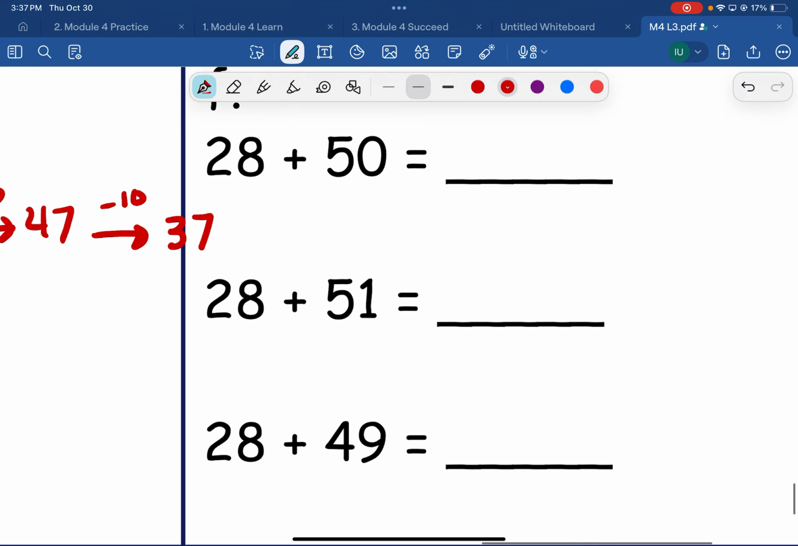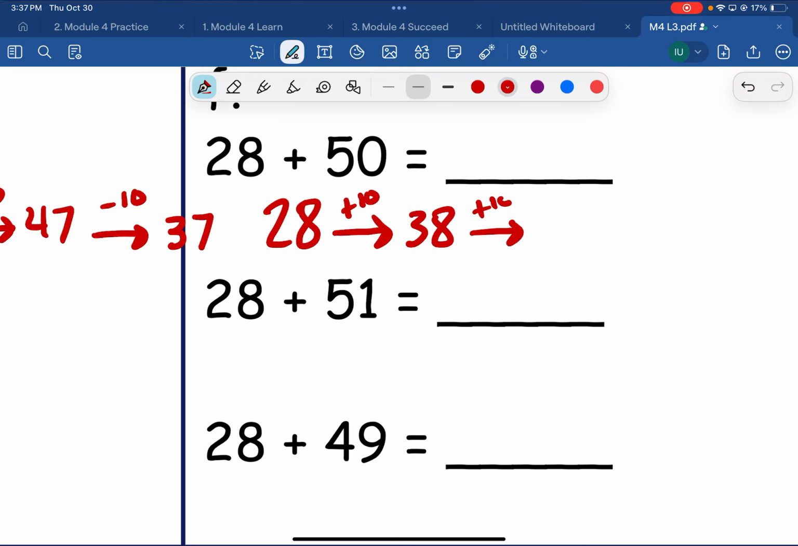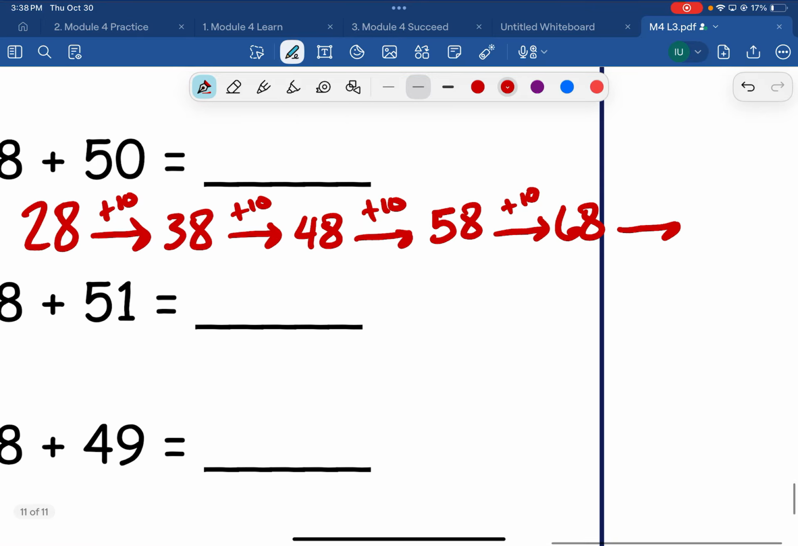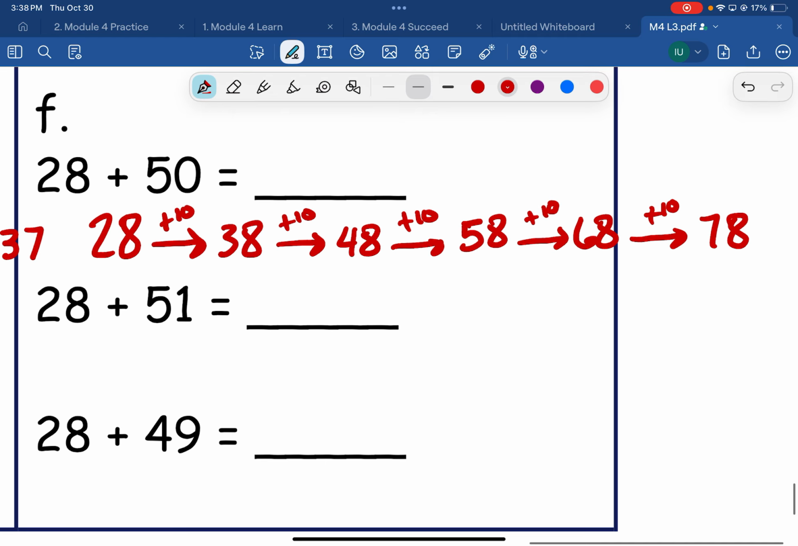Okay, let's go ahead and start at 28. And we're going to add 50. Plus 10, that's 38. Plus 10, that's 48. 48 plus 10, that's 58. 58 plus 10, 68. 68 plus 10, 78. Okay, so we added 5 tens, and 28 plus 50 is 78.